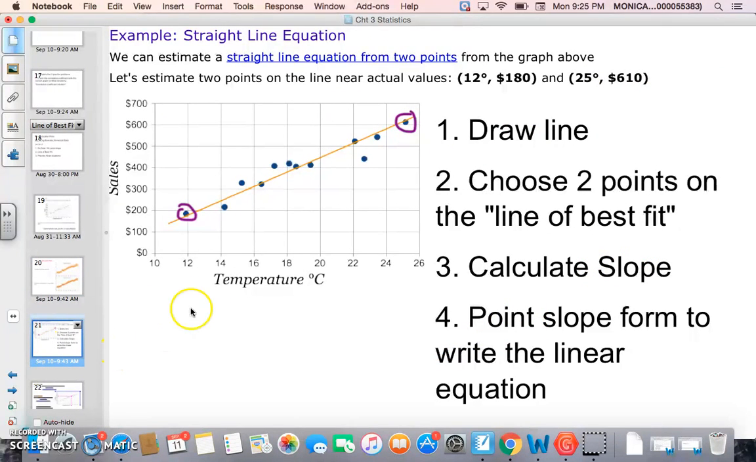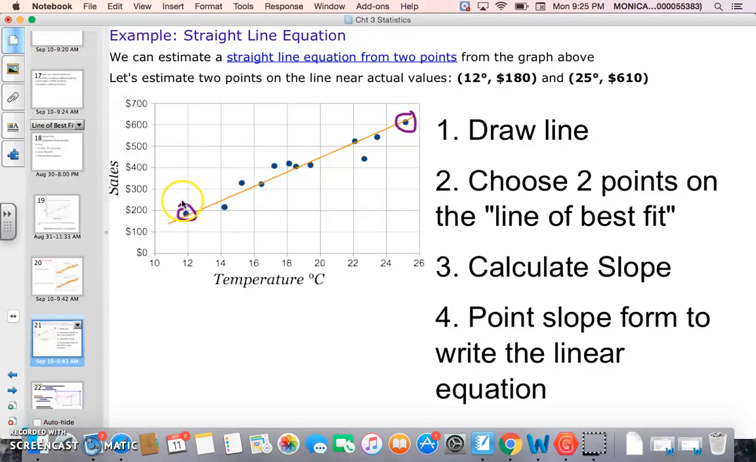So here we're going to go ahead and look at a line of best fit and see if we can write the equation for the line. So we're given 2 points here. Now, what's interesting is that on this particular graph, we were able to actually find 2 data points that are on our line of best fit. When you are selecting your 2 points, they don't necessarily have to be data points, but they do have to be 2 points that are actually on the line that you drew.